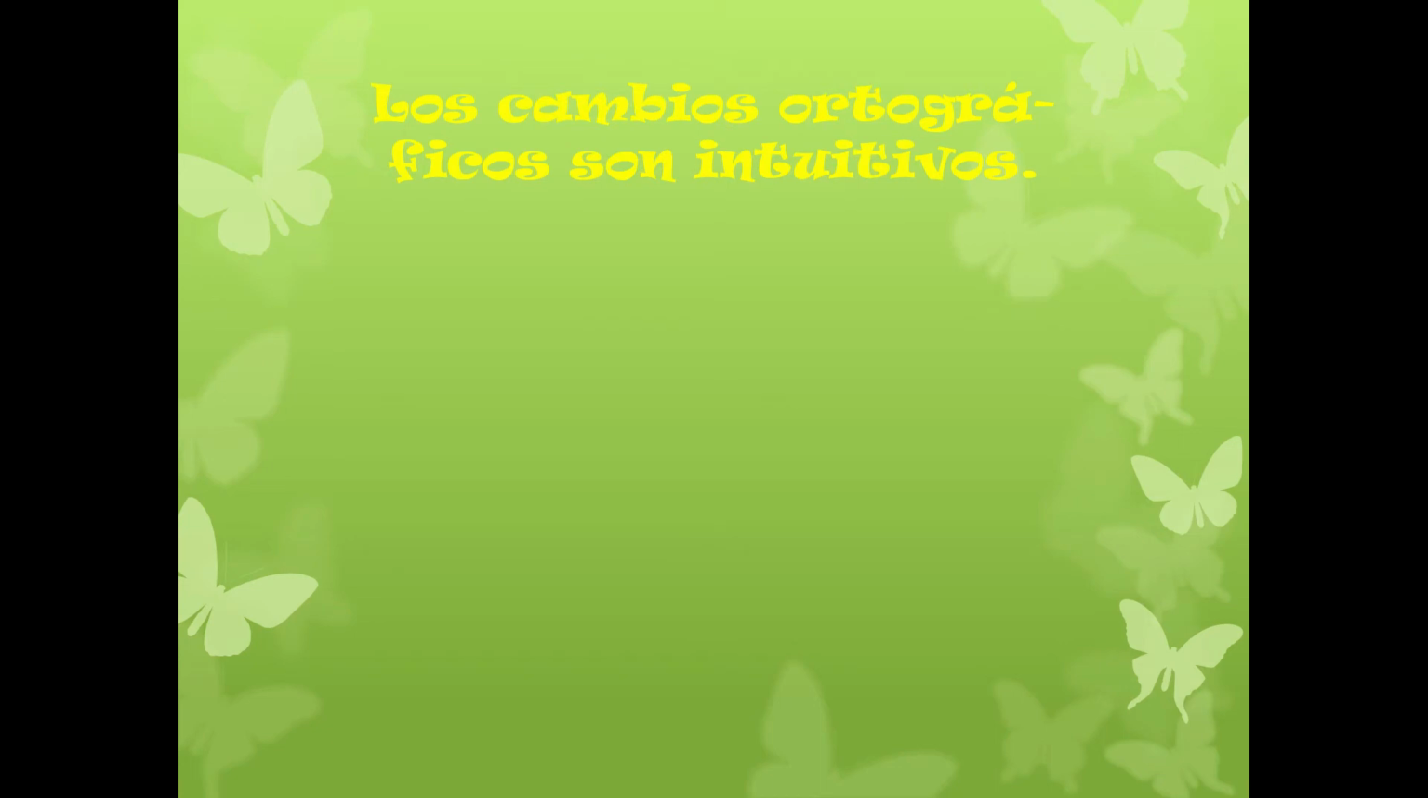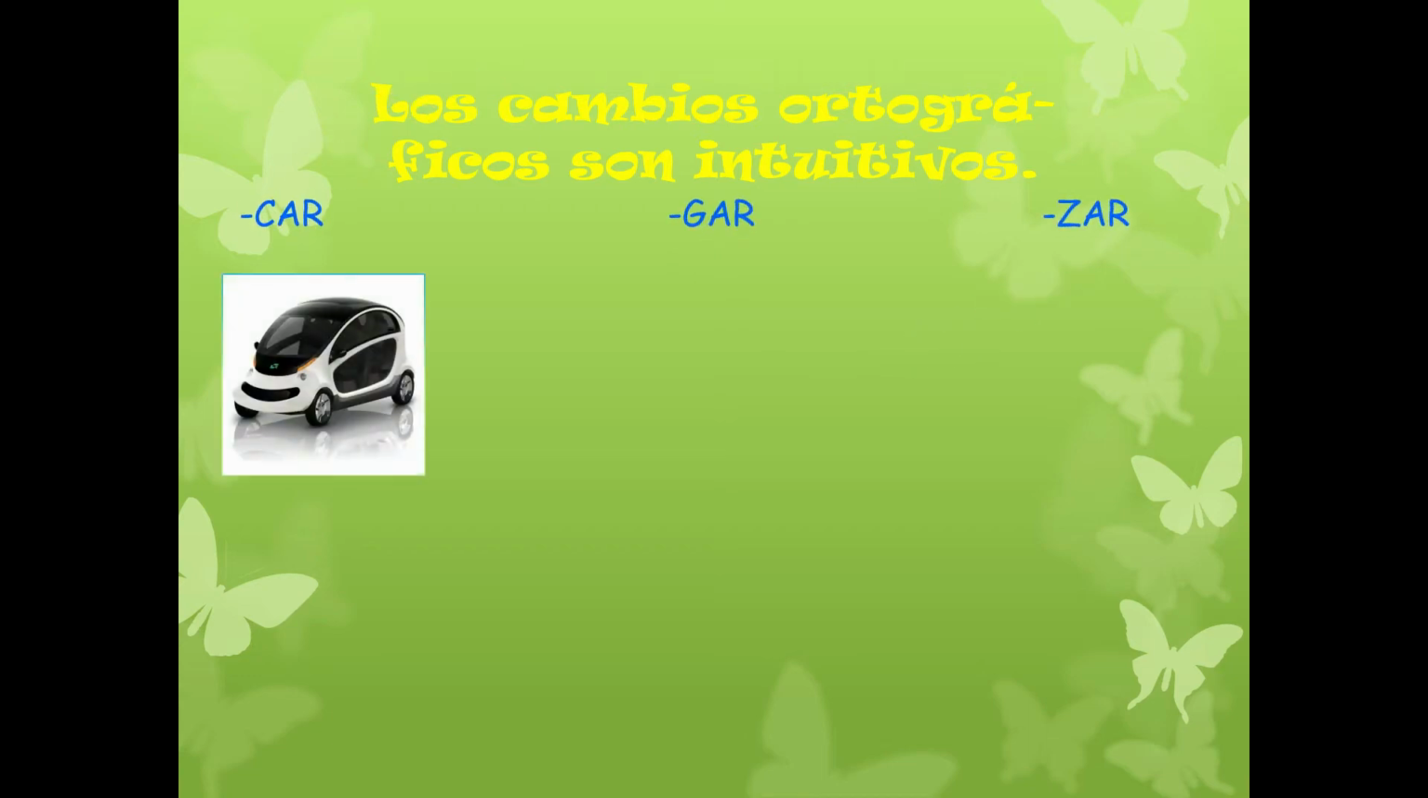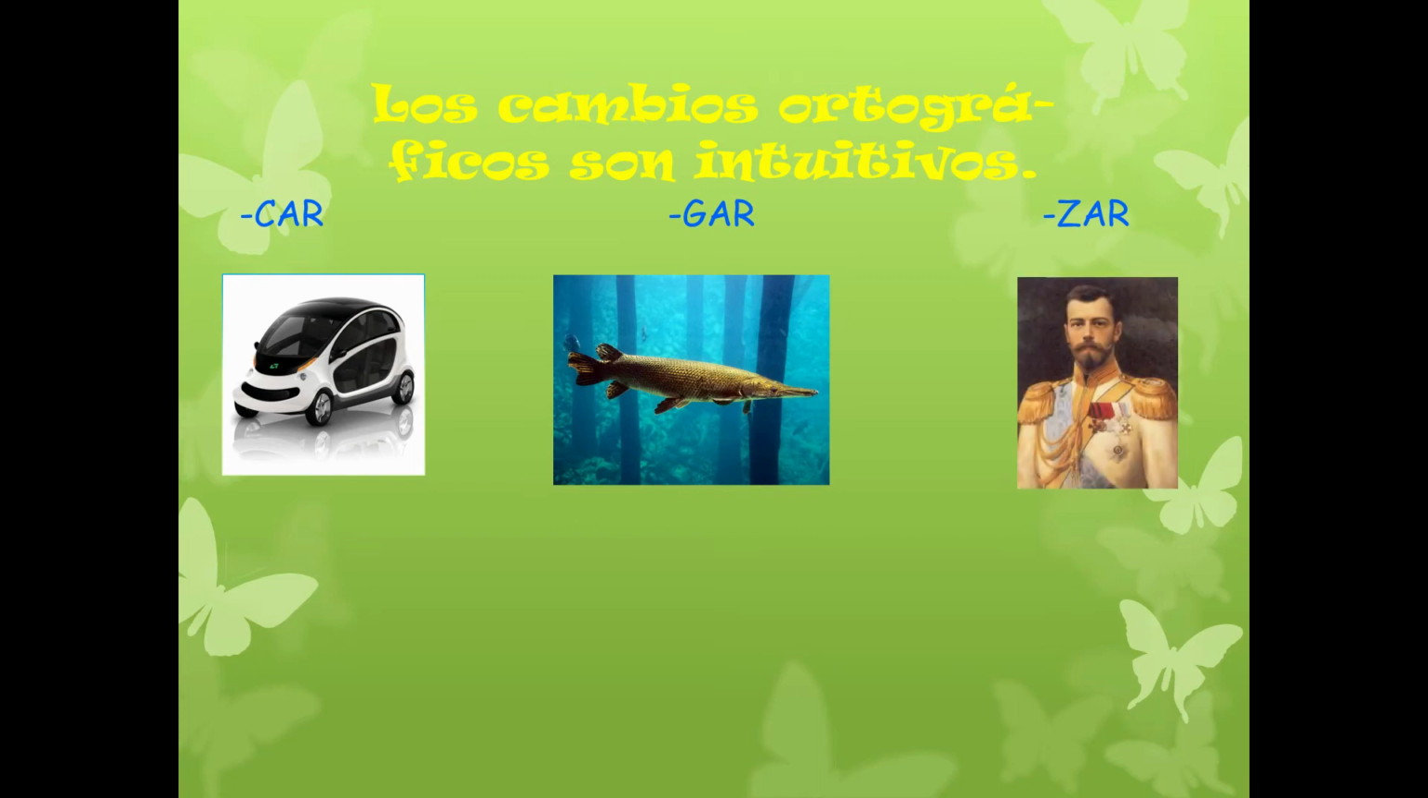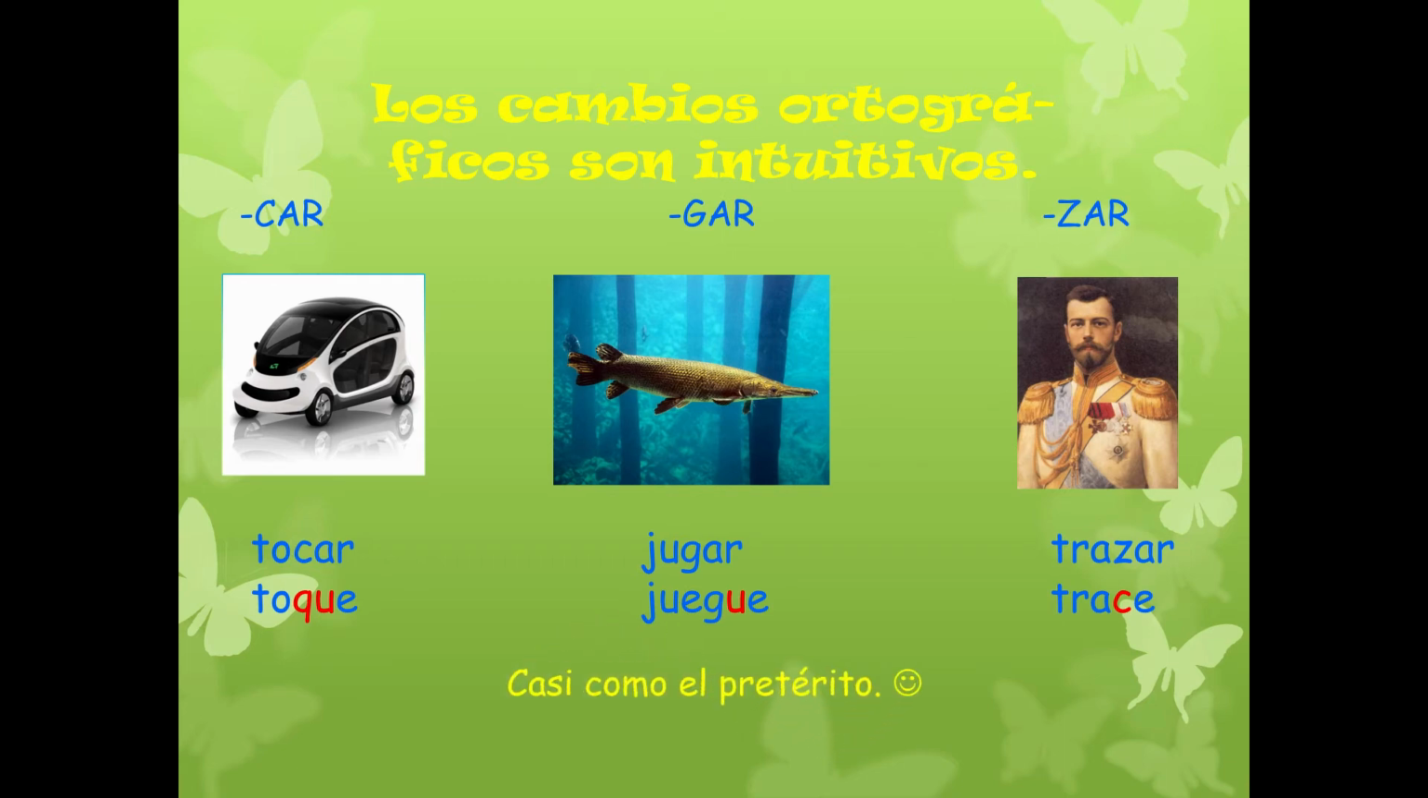And then we do have some spelling changes, but as we had with the commands, they are intuitive, especially after you learn the preterite. Car, gar, zar verbs. So reminder, here's your car, here's your gar, and here's your zar. So, looking at these three verbs, here is what the yo form of the subjunctive looks like. Notice how close it is to the preterite. The only difference is where the stress is. It's toque, juegue, trace, not toqué, jugué, tracé, which is why we don't have accent marks. Just about like the preterite.